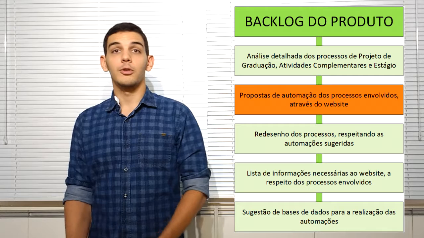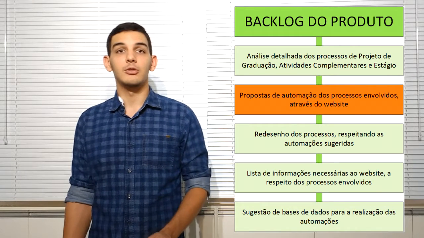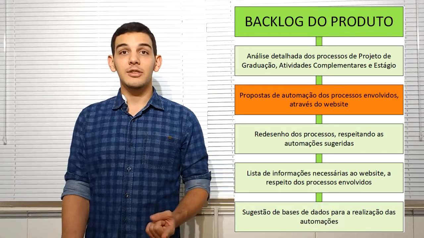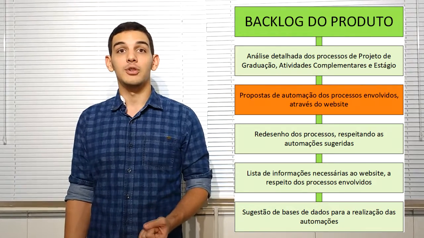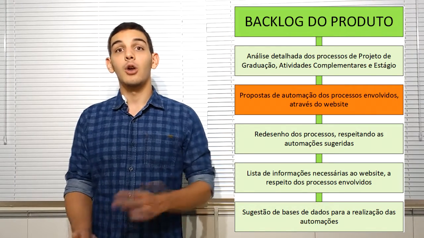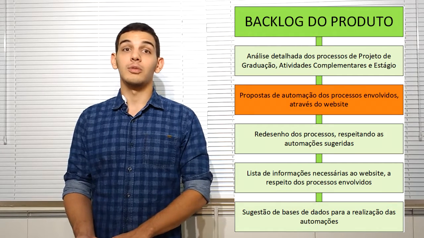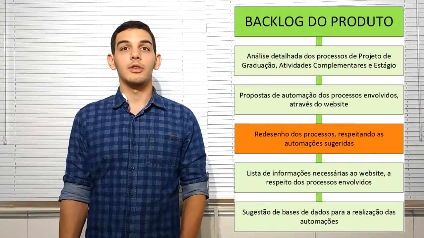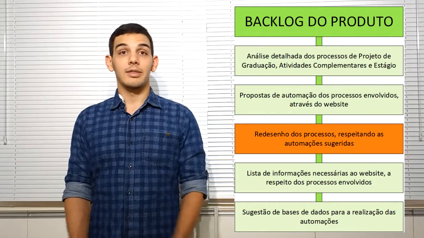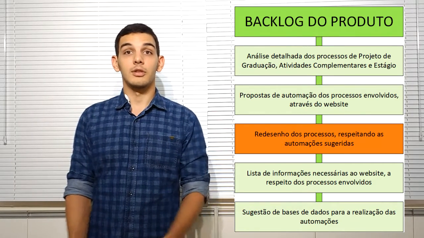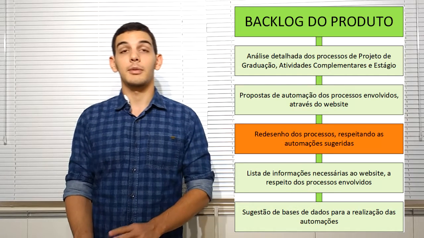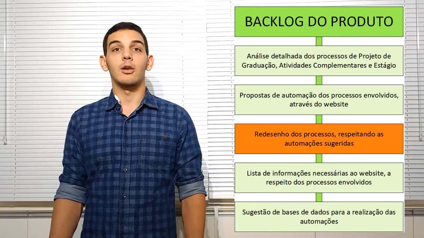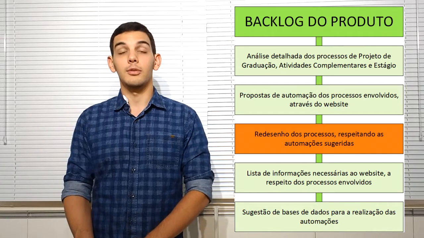The automation proposal is that this form, which can be hand-filled, can be transferred to the website by 2 options. Either the form would be available for completion on the website itself, or the form would be available as a downloadable template. The redesign of the process was the third delivery of the project. At this stage, the obligatory and not obligatory internship, graduation project, and complementary activities processes were redesigned in a way that respects the automation proposals made in the previous stage.